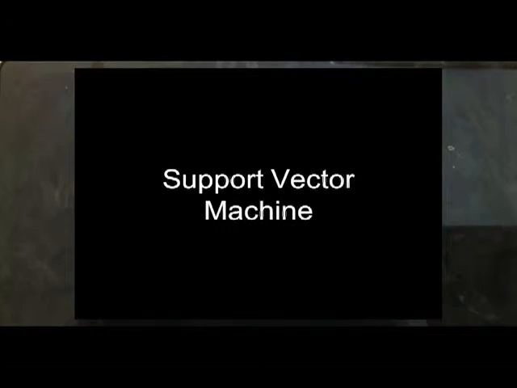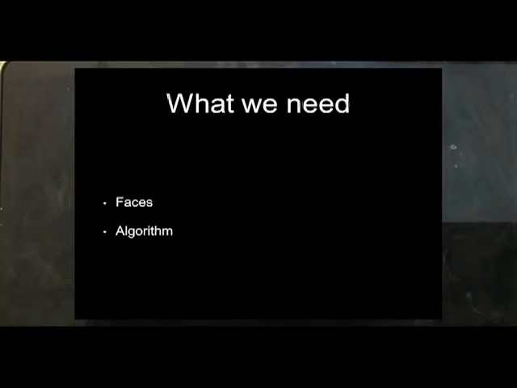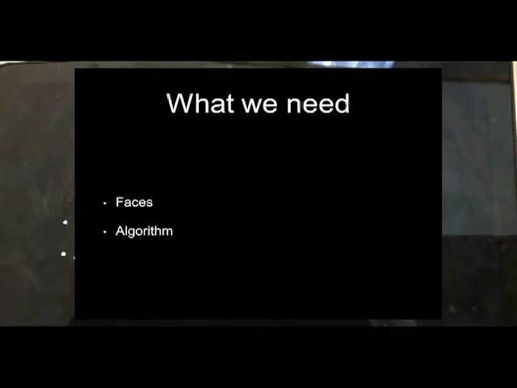An SVM model is a representation of the examples as points in space, mapped so that the examples of the separate categories are divided by a clear gap that is as wide as possible. New examples are then mapped into the same space and predicted to belong to a category based on which side of the gap they fall on. So now we have two important algorithms.